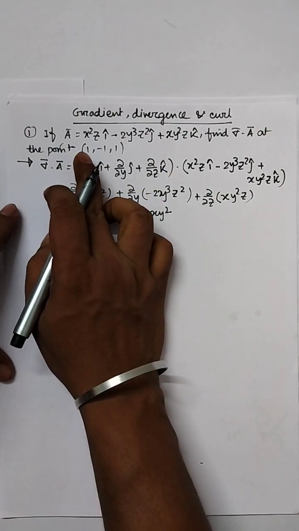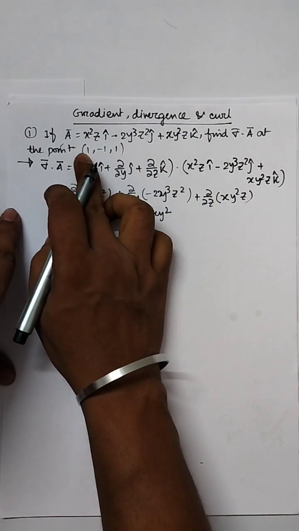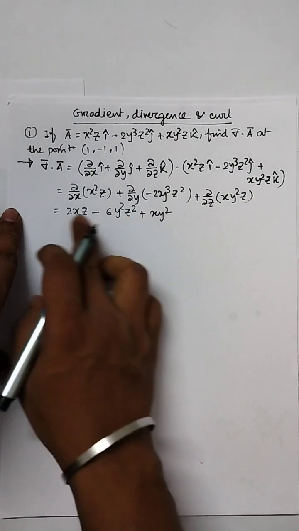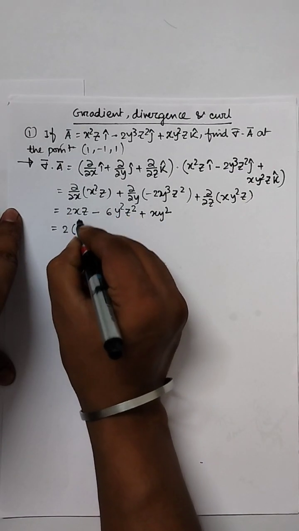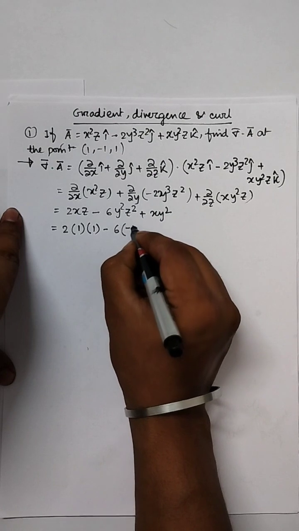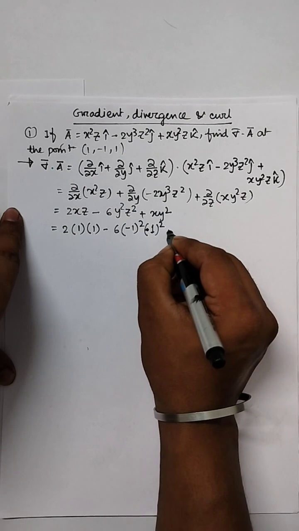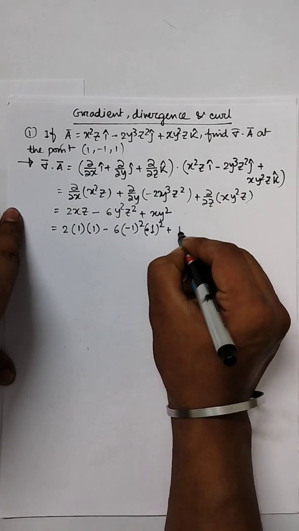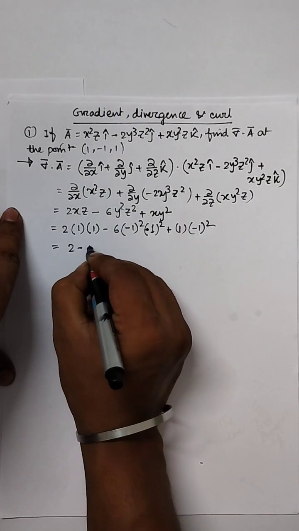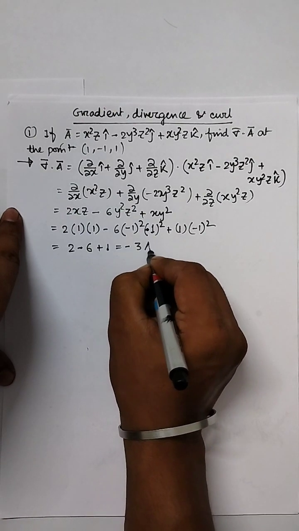As the question is to find the divergence of vector a at the point (1, -1, 1), that means the value of x is 1, y is minus 1 and z is 1. So now put the values of x, y, z in this equation. 2 times x is 1, z is 1, minus 6 times y is minus 1, so minus 1 squared, z is 1 so z squared, plus x is 1, y is minus 1 squared. So ultimately the answer is 2 minus 6 plus 1. So the answer is minus 3.